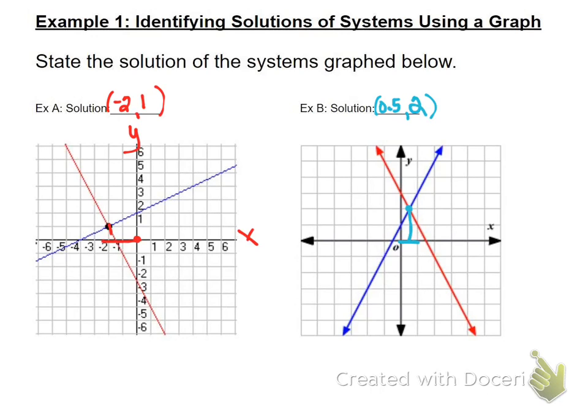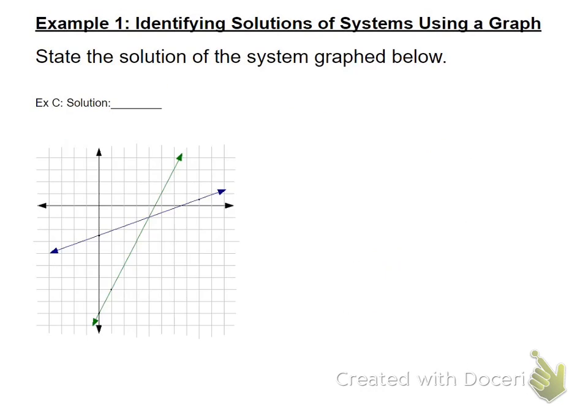Let's look at the third example then. So example number C, what you guys told me the first time, where the lines intersect, there's no point. So we're going to go ahead and add that point in.